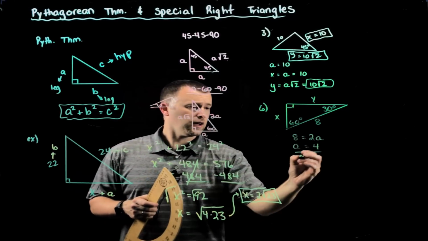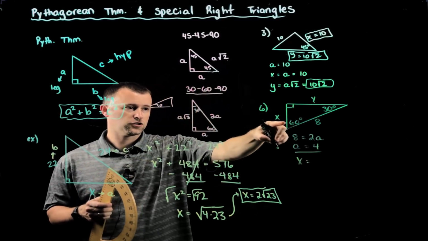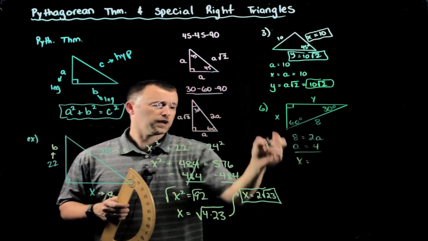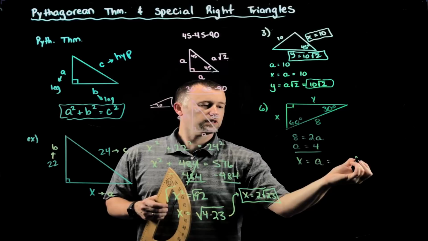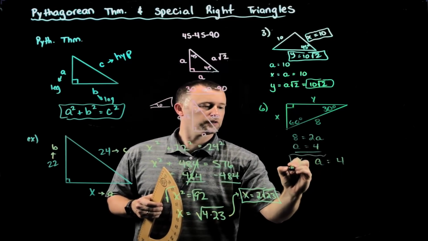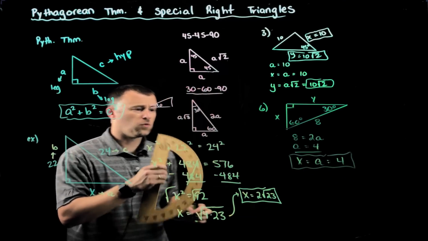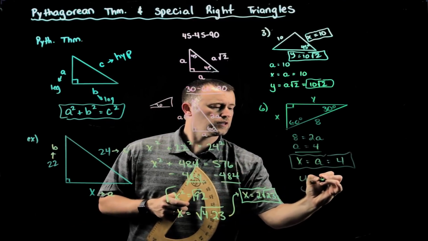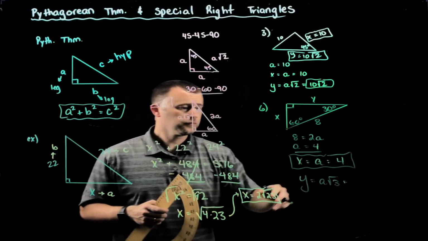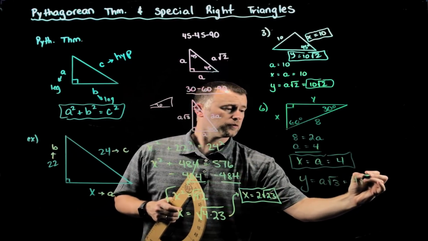So now that I have a, I can find x. x is my short leg, see it's across from the 30-degree angle. The 30-degree angle is my a, so x is equal to a, which is equal to 4. I'll circle it here so it's easier. So that's my x value. My y value is equal to a radical 3. We know that a is 4, so we just plug in a 4 here, and we get 4 radical 3.